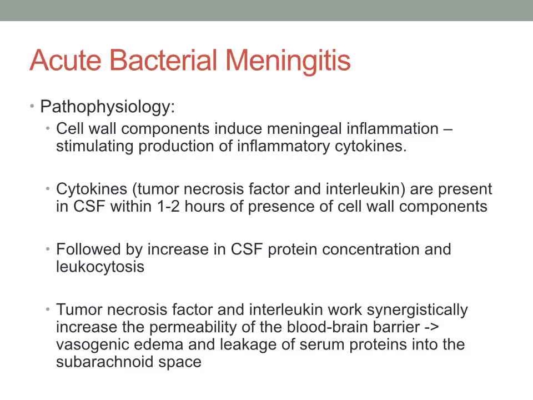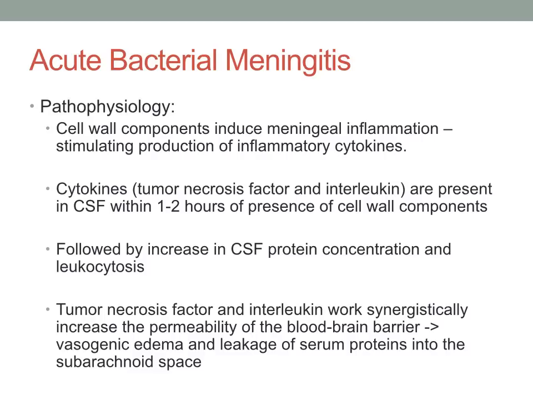Tumor necrosis factor and interleukin work synergistically. Okay, so when the two of them are together, it just magnifies the process. And the two of them together increase the permeability of the blood-brain barrier. That's your protective layer there. But if we start putting little holes in it and allowing other things to come in, that's where we run into problems.